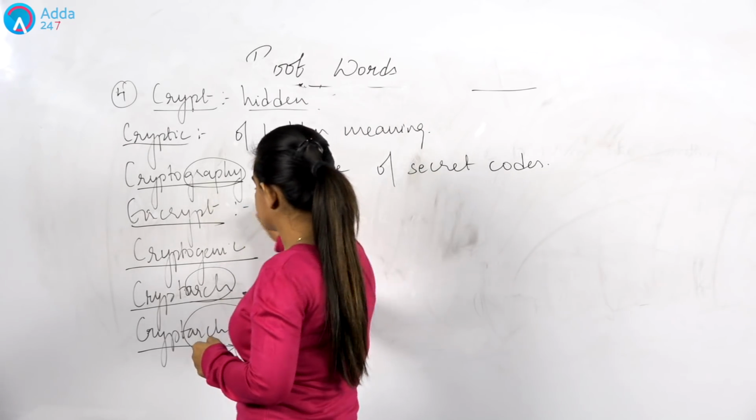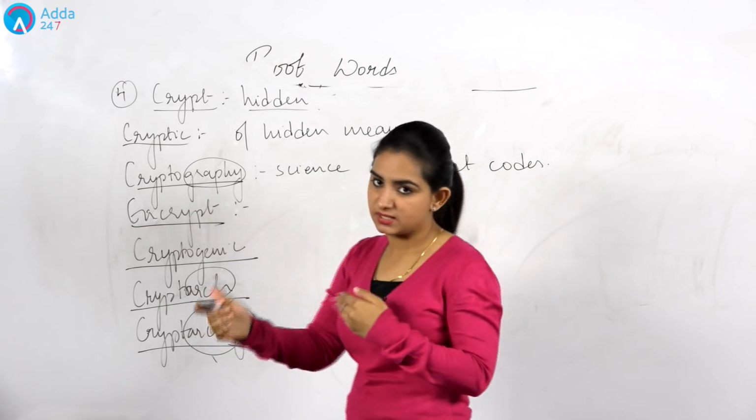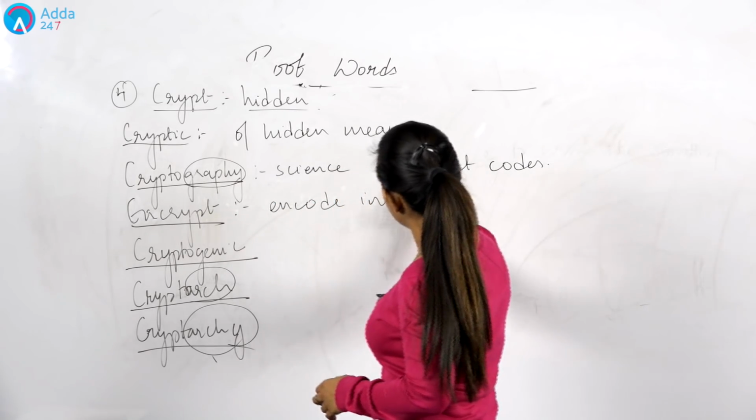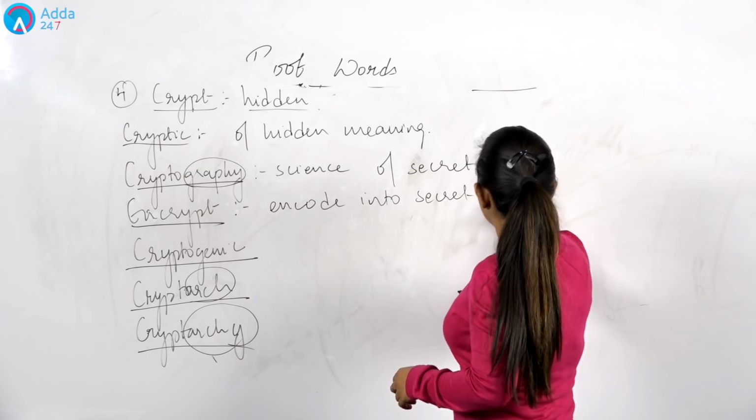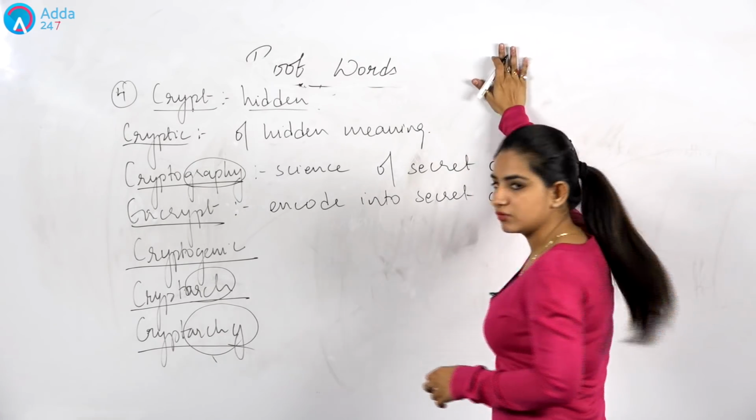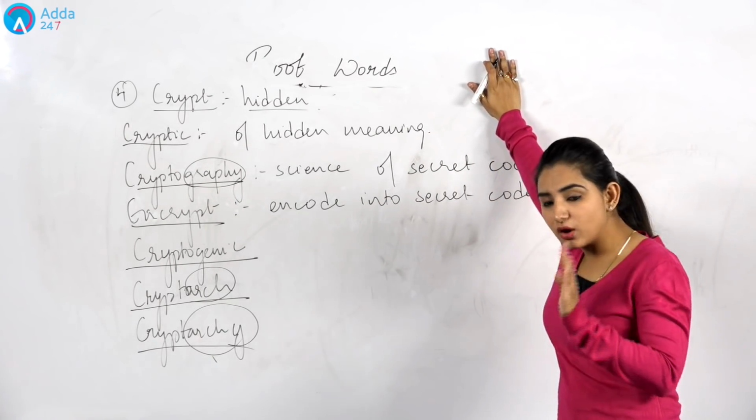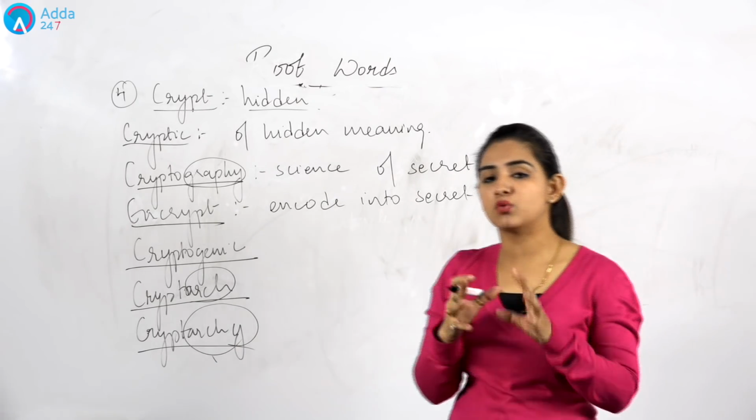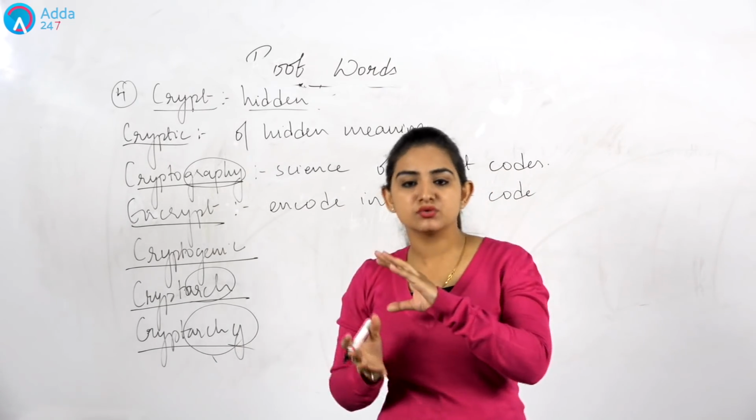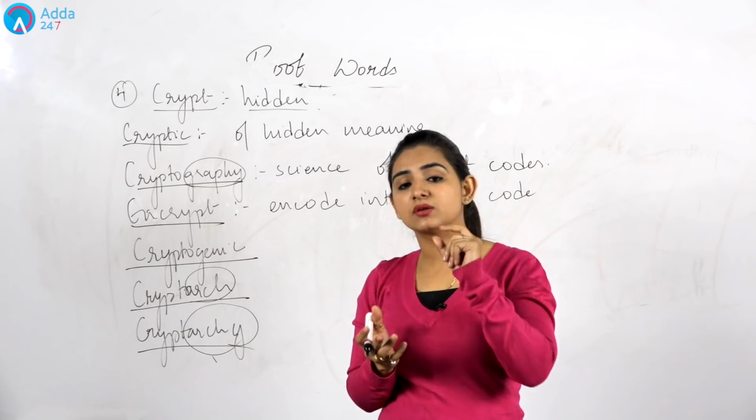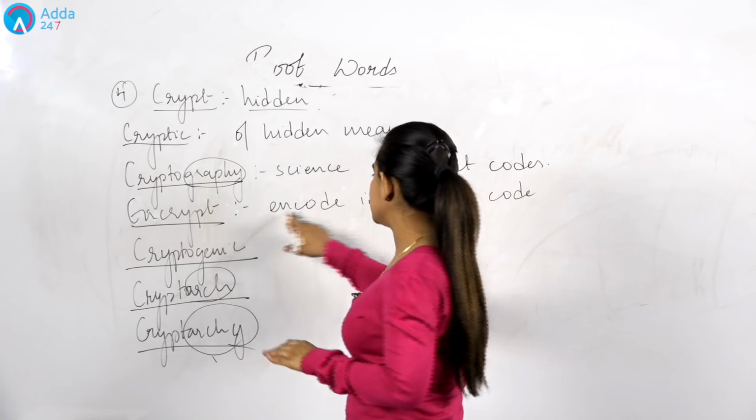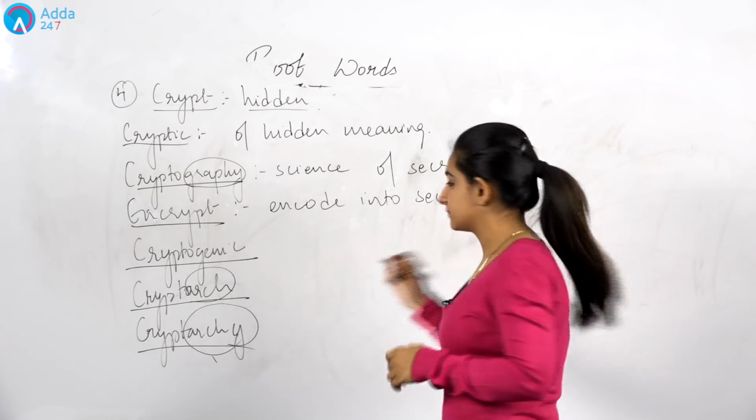Then we have encrypt. Encrypt means to encode into secret code. For example, suppose you have a file that's highly confidential. If that file is highly confidential, what do they do? They change it into secret code, and unless you get that code, you will not be able to read that, right? So encrypt means encode into secret codes.